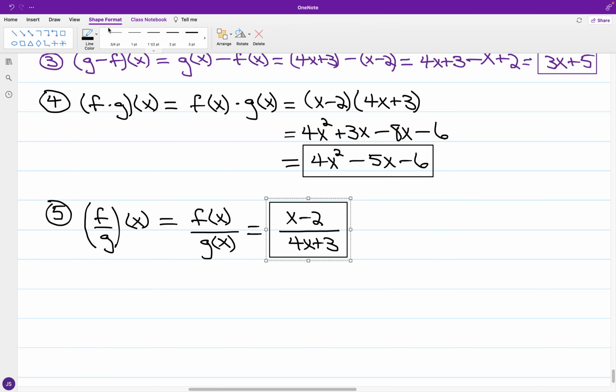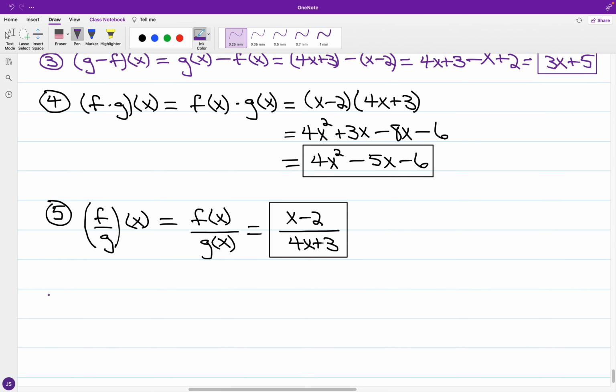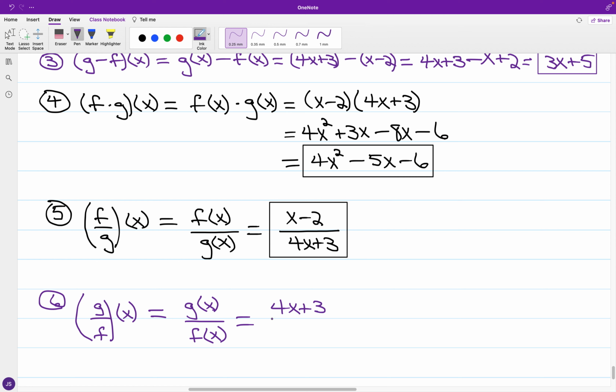And if I reverse, it'll just be the reciprocal. So if I have g over f of x, this will be g of x over f of x, where g of x is going to be at the top. In this case, we have 4x plus 3, and that's going to be all over f of x, which we have as x minus 2.